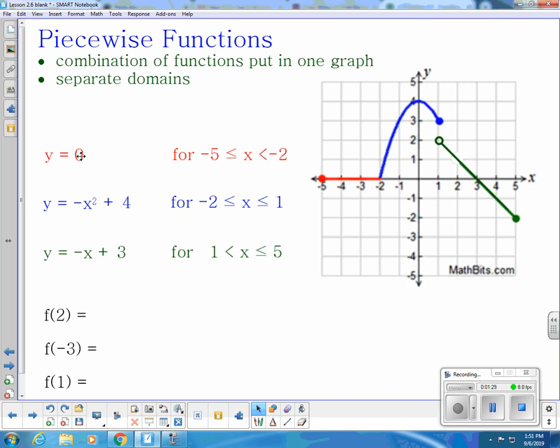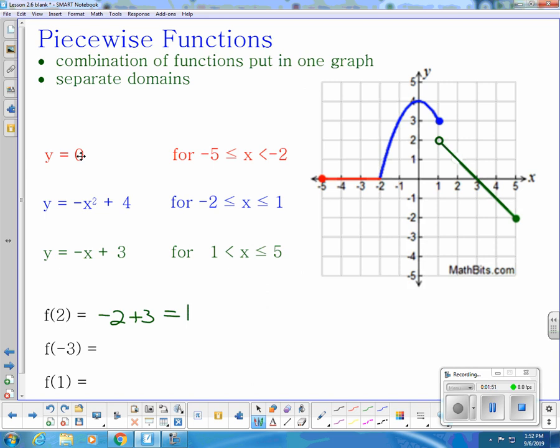So if I asked you what is f of 2, if I wanted you to evaluate f of 2, which neighborhood does he belong to? The red, the blue, or the green? Green, because 2 is between 1 and 5. So if you were to evaluate that, you would put it into this function and get 1.